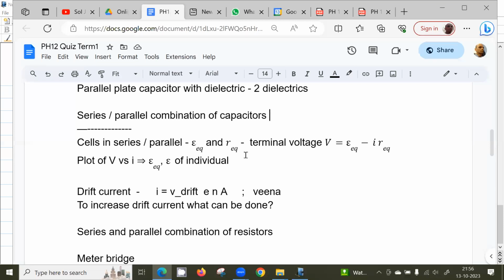So if V versus I is given, from there I can find E equivalent. And from there I can find out E of an individual cell if the cells are identical.